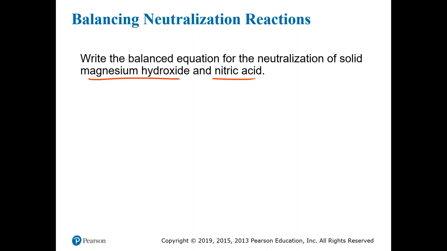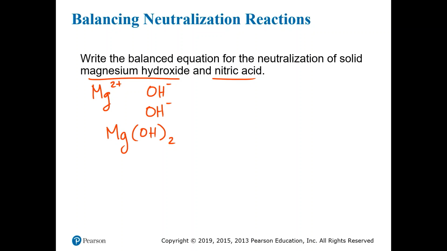So to write the balanced equation for this, we first have to figure out the chemical formulas for these substances. For magnesium hydroxide, we're dealing with magnesium ions, which are Mg2+, and hydroxide ions, which are OH-. In order to balance the 2+ charge in the magnesium, we're going to need to take 2 hydroxides. And so the formula for magnesium hydroxide is Mg(OH)2, where the OH is in parentheses.